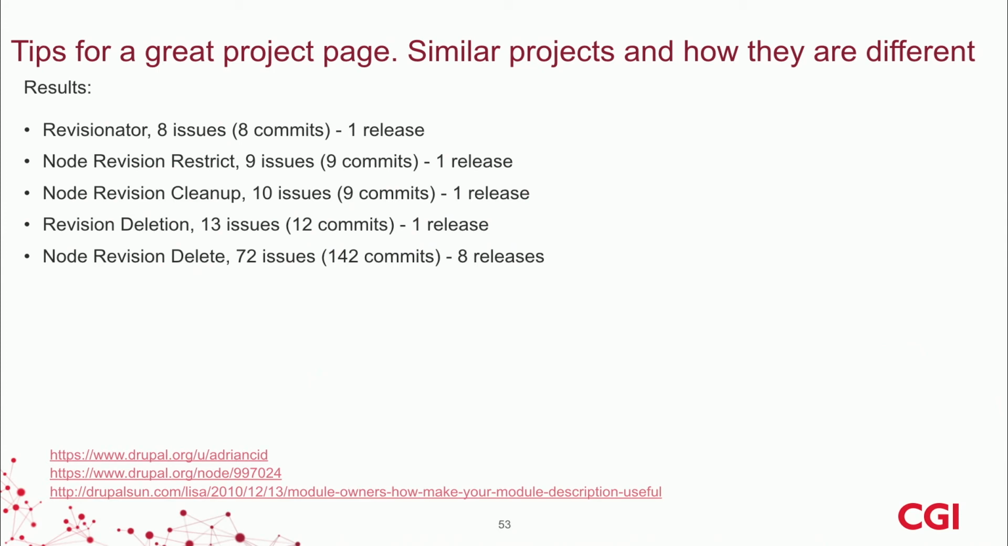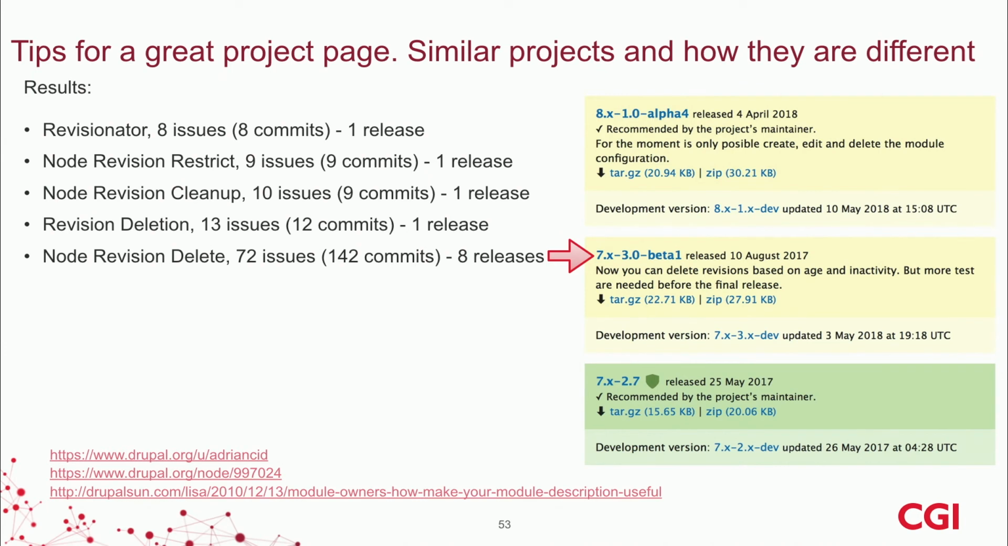This is the example, the number of issues, commits, and releases, because when we started to study the code of the other modules, we found errors, we found things that don't follow the standards, so we fixed all these problems. We made a release for the other project, and we started working on the node revision delete project. And here the results.